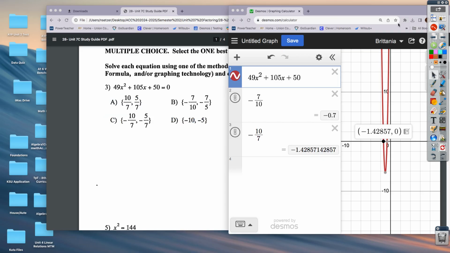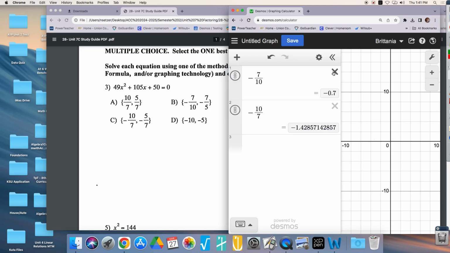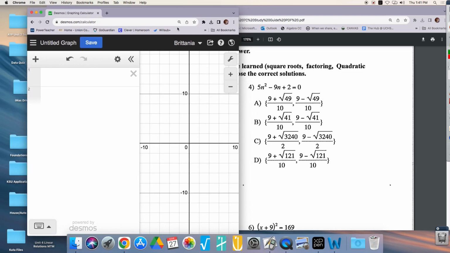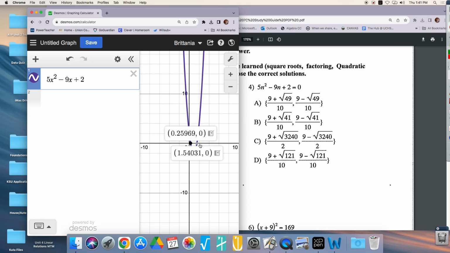All right, let's look at the other problem. So we said C for number 3, and let's put in number 4, 5x squared. So remember that Desmos only likes the letter x. So even though it says n, we're going to type x. There's our parabola, and here are our roots. All right, so we're going to go through and see which one of these is going to match these decimals, right? Because this is root form or radical form, so we need to make it match.